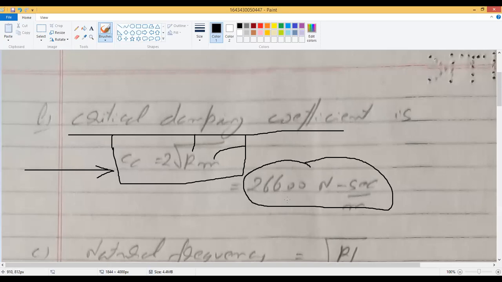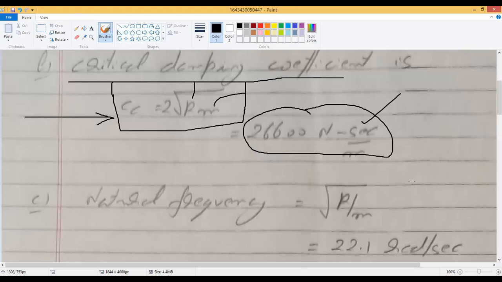26,600 Newton second per meter. The 26,600 Newton second per meter is the amount of damping, which of course is the critical damping.